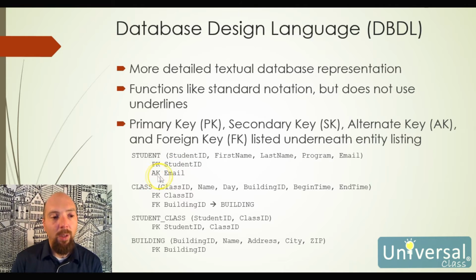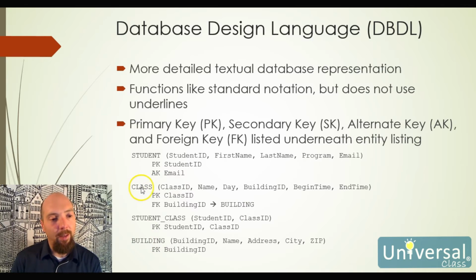And then I have an alternate key called email, so I could have used that one as our primary key, but I chose not to. Alright, so our class table, we have a primary key of class ID, and then we have a foreign key called building ID, and in this case we use this arrow to point where it goes to. So we tell it, hey, this building ID foreign key points to the building table. You notice this is all caps, so that's the name of a table down here.